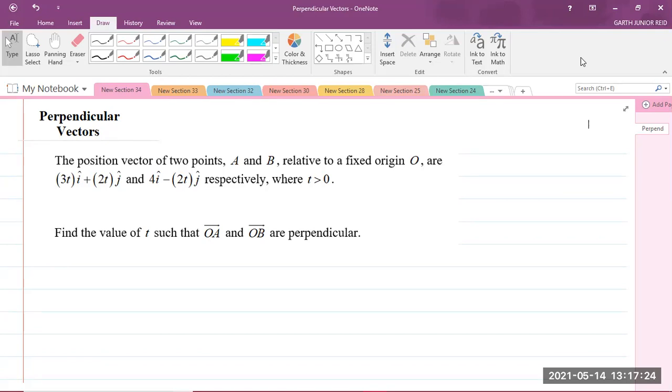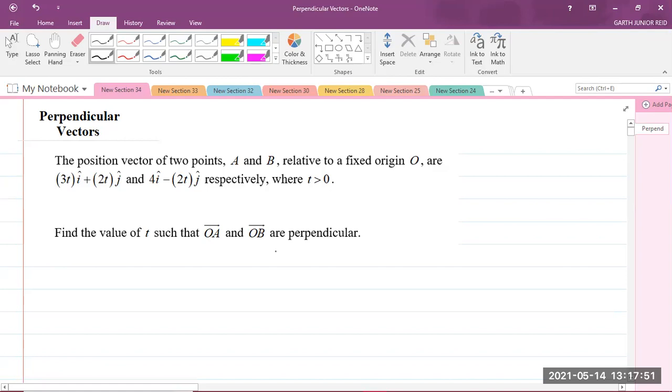So here we have our question, which says the position vectors of 2 points, A and B, relative to a fixed origin O, are 3ti plus 2tj and 4i minus 2tj, respectively, where t is greater than 0. Find the value of t such that vector OA and vector OB are perpendicular.